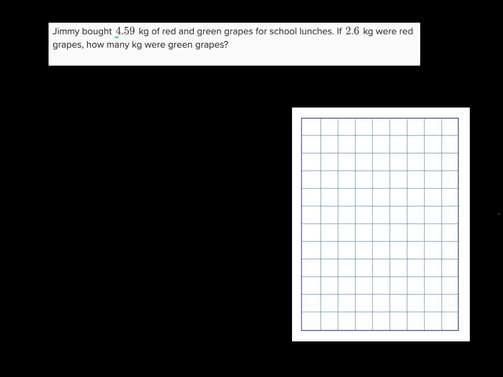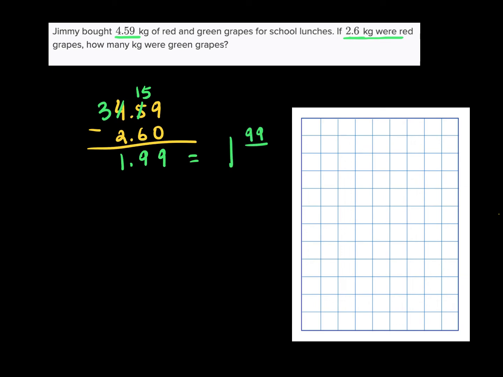So if there's 4.59 kilograms of red and green grapes, if 2.6 kilograms were red, how many were green? What do we need to do here? Subtract. We're going to subtract here. I need to regroup. Good. Once we're here, 1.99, 1 and 99 hundredths.